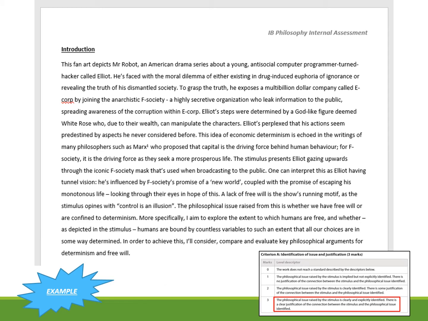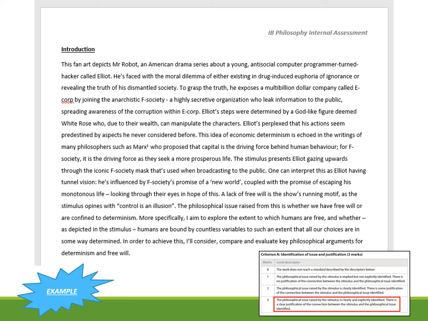The philosophical issue raised by the stimulus is clearly and explicitly identifiable. That one line, "the philosophical issue raised from this is whether we have free will or are confined to determinism," is a clear identification of the philosophical issue raised by the stimulus, because he's looking at an image that says control is an illusion. Is he being controlled? Is he free? That's the question raised by the image, by him looking at the thing which he thinks might be controlling him.